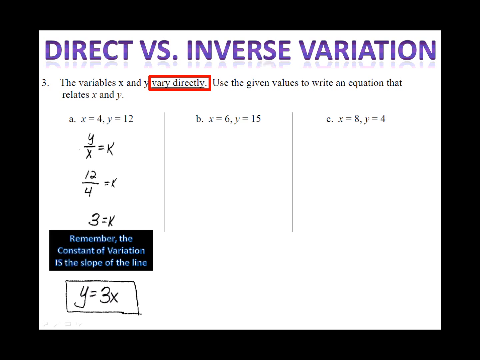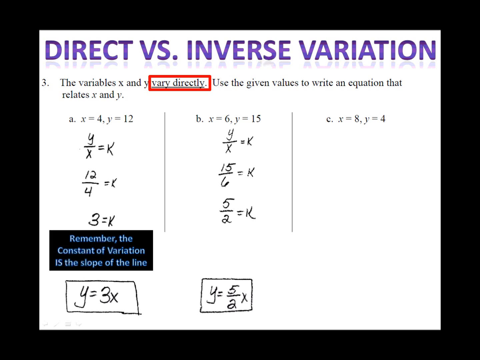In our example, our constant of variation is 5 over 2. 5 over 2 is the slope of the line. Y equals mx plus b. Y equals 5 halves x plus 0 because it passes through the origin. Please try example C. Pause the video and then come on back. We'll see how you do.